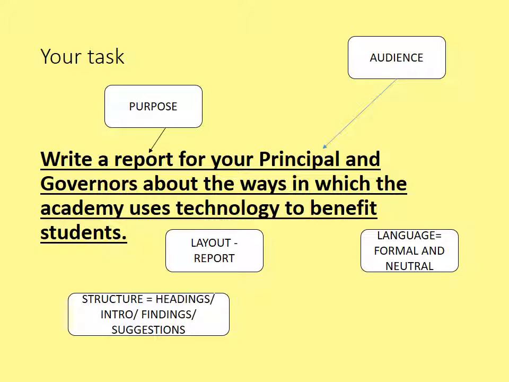We need to think about who we're writing for, and in this case it's the principal and the governors, so we need to think about what that means for our writing. And if you can see over on the right there, it says language, which means it's going to be formal, and as I said, it's going to be neutral.